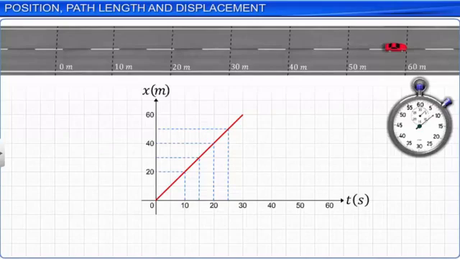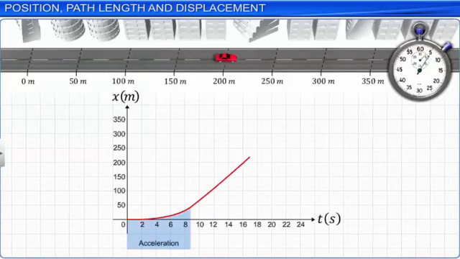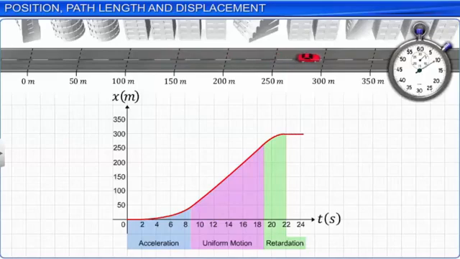Case 3. If the car starts from the position of rest, picks up speed and moves with uniform speed for some time, later, the brakes are applied and its speed gradually decreases, and the car finally comes to rest, this graphical representation shows all the three types of motion, that is, acceleration, uniform motion, retardation, and back to rest.